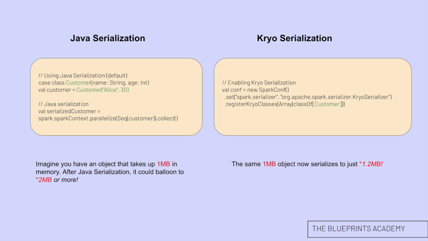On the other side, Kryo serialization also adds some metadata, but comparatively less. The same 1 MB object now serializes to just 1.2 MB. So you see the difference.